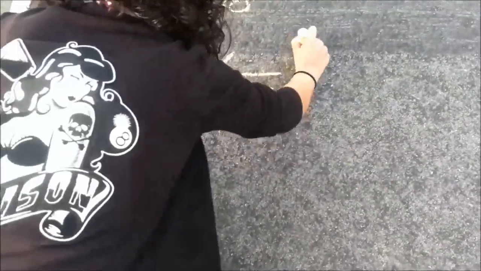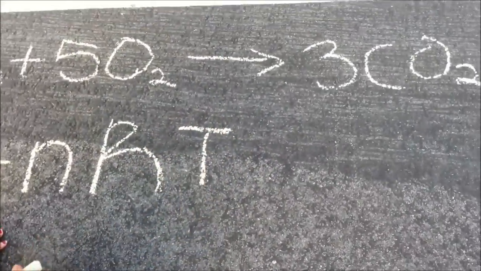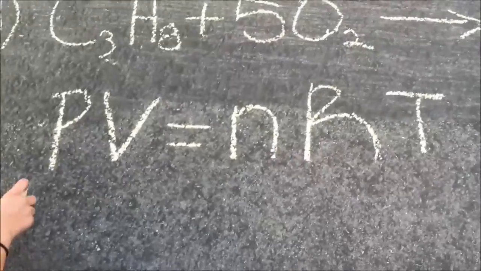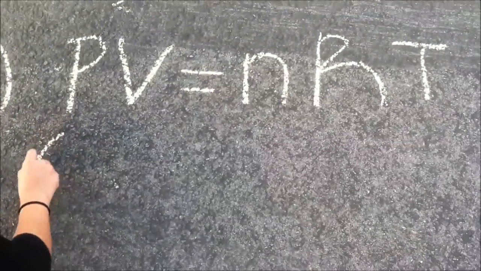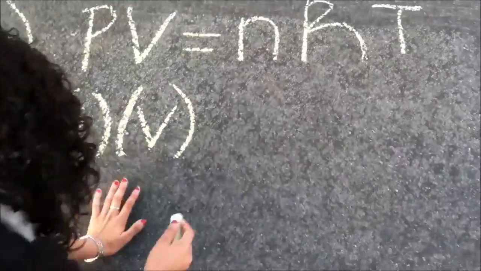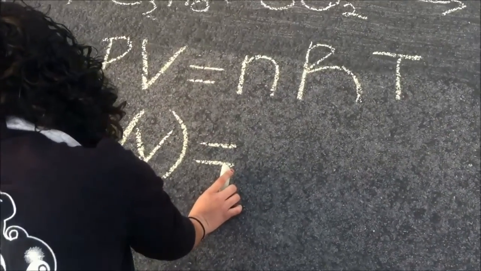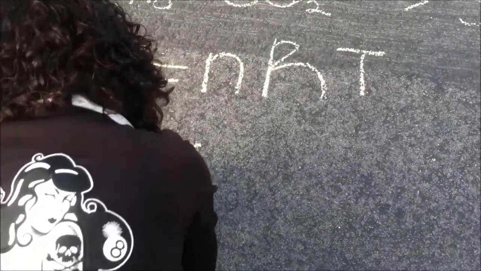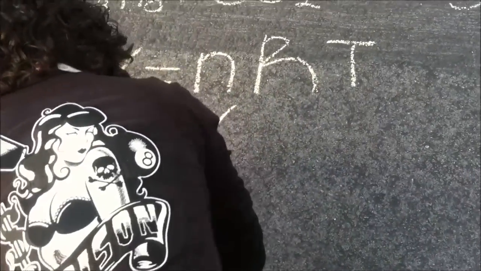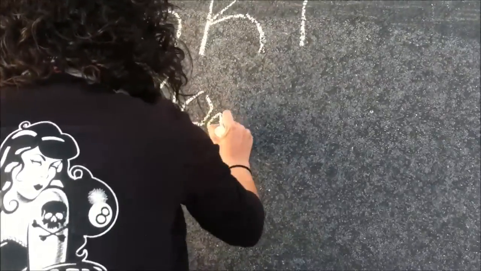Part B. Calculate the volume of air at 30 degrees Celsius and 1 atmosphere that is needed to burn completely 10 grams of propane. Assume that air is 21% O2 by volume. You will use PV equals nRT to find the volume of this equation. But before you do that, you need to convert the 10 grams of C3H8 into the moles of O2.